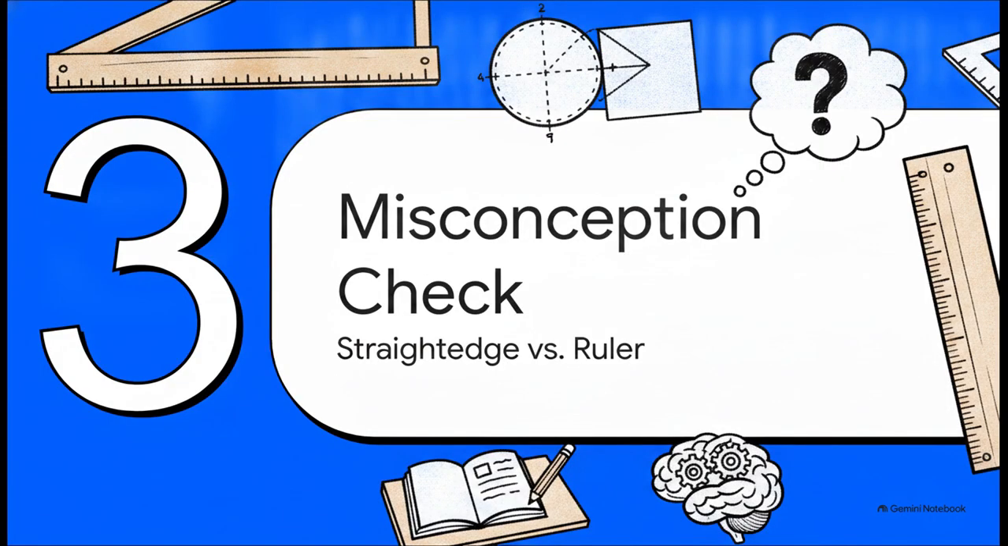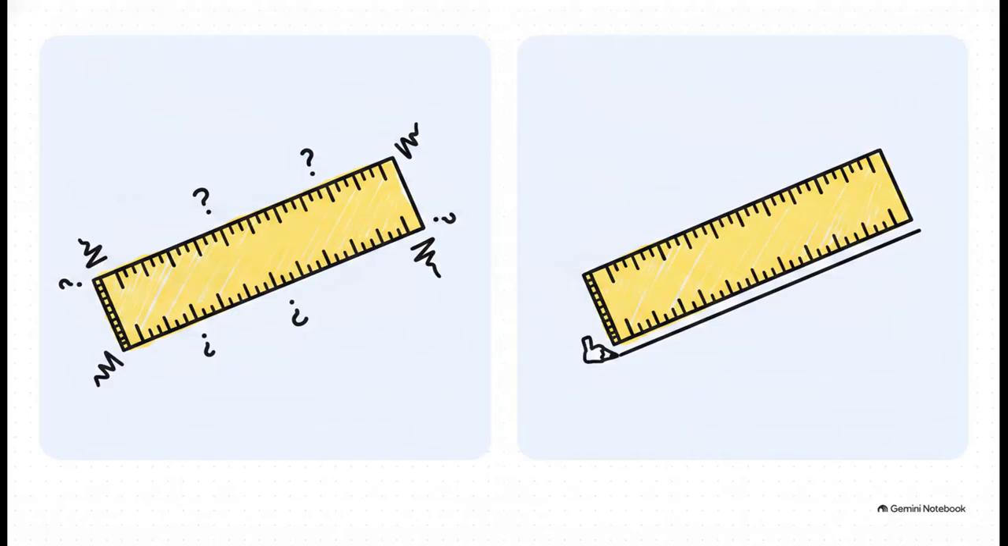Section 3. Misconception check. Before you go off and practice these process demonstrations on your own, we really need to clear something up. The crucial point here is understanding the real difference between a straight edge and a ruler. A straight edge is a tool used strictly for drawing perfectly straight lines. Now, you might actually be holding a standard ruler in your hand right now, and hey, that's totally fine, but you have to treat it only as a straight edge.